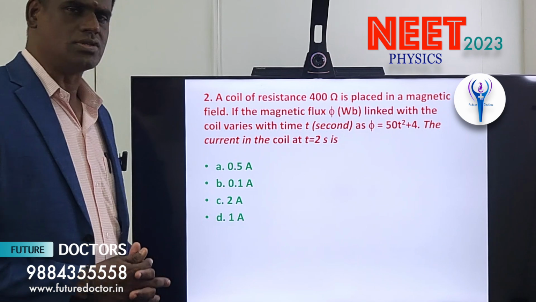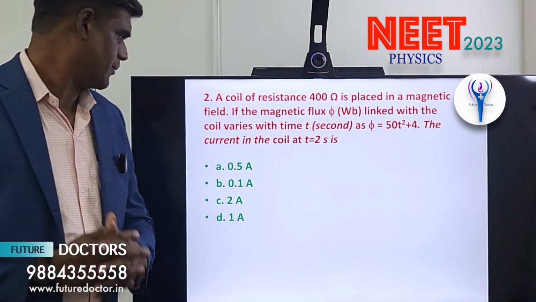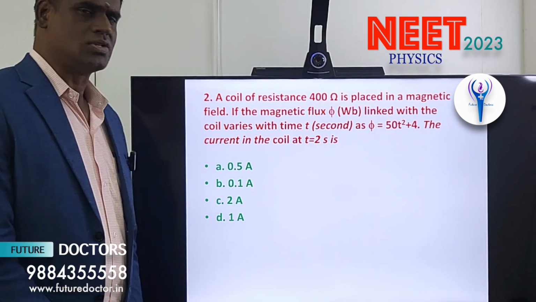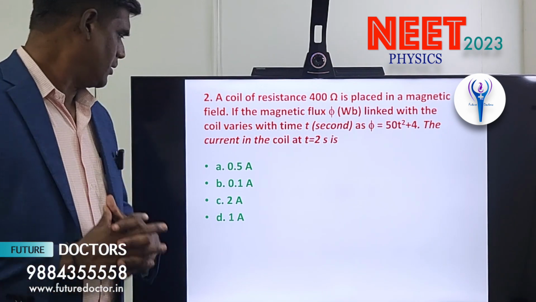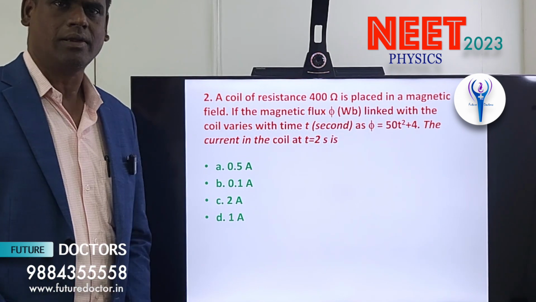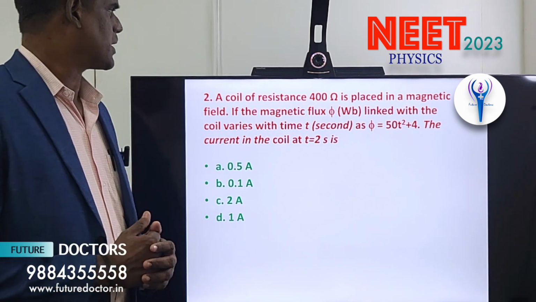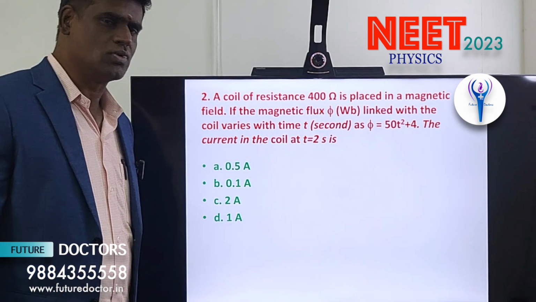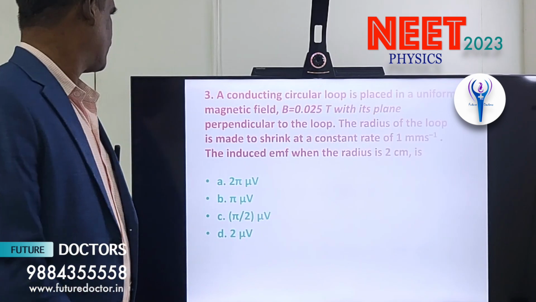A option 0.5 ampere. B option 0.1 ampere. C option 2 ampere. Last option 1 ampere. So here you want to find the current with respect to resistance and magnetic flux. Let's move to question number 3.